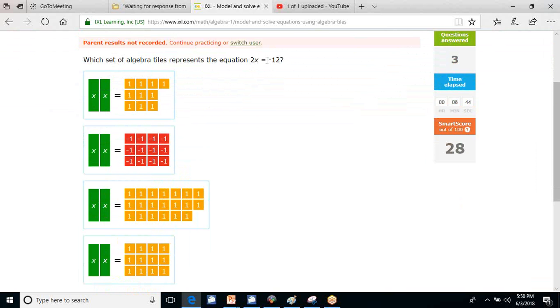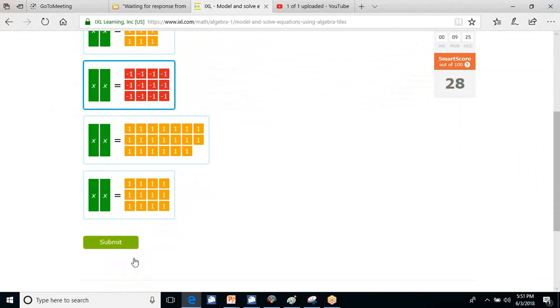So 2x equal to minus 12. So which one of the algebraic tiles represents this equation? The fourth one? No, this one. Because it is minus 12. So this doesn't have a minus. This one has a minus, right? So it is x plus x. And when you count up these negative numbers, you get minus 12, right? Agree? Yes. Okay. All right.